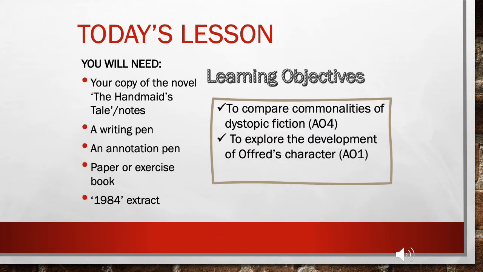Today's learning objectives are to compare the commonalities of dystopic fiction, that's an AO4 objective, and to explore the development of Offred's character, which is of course an AO1 objective. Do go ahead and press pause if you need to grab any of that equipment. With the 1984 extract, it will help to have that printed off, but having it open as a Word document is fine as well. So go ahead and press pause if you need to organise yourself with any of those things, and press play when you're ready to move on.